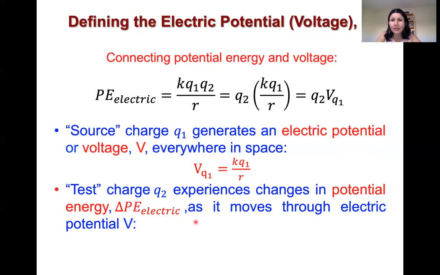So you can imagine there's some charge Q1, there's a voltage defined everywhere in space. Imagine now putting this charge Q2 in that space and moving it around. As it moves around, it's going to experience a change in potential energy, due to a change in voltage as this charge moves. So remember, when we talk about potential energy, we mostly care about how that potential energy changes as your object moves around.